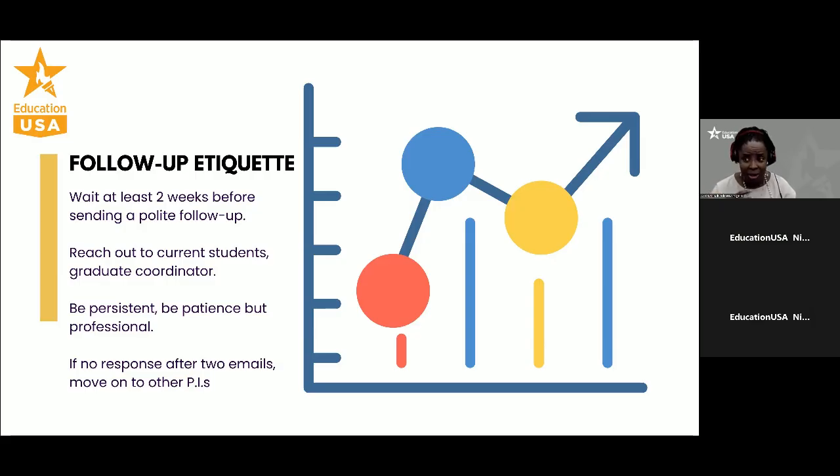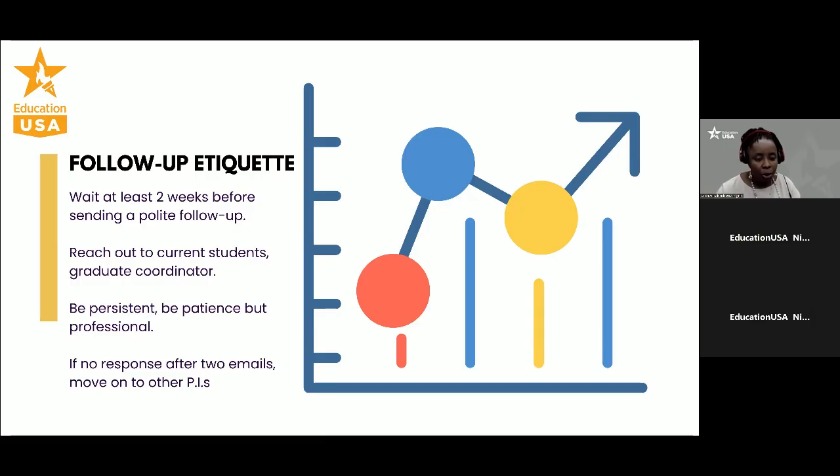So you can actually get some inside information, either from a current student or from a graduate coordinator, that can give you insight of, oh, you know what, this PI definitely is not for me at this point in time. Let me move on to another professor. So I tell people, be patient, be persistent, but be professional at the same time.